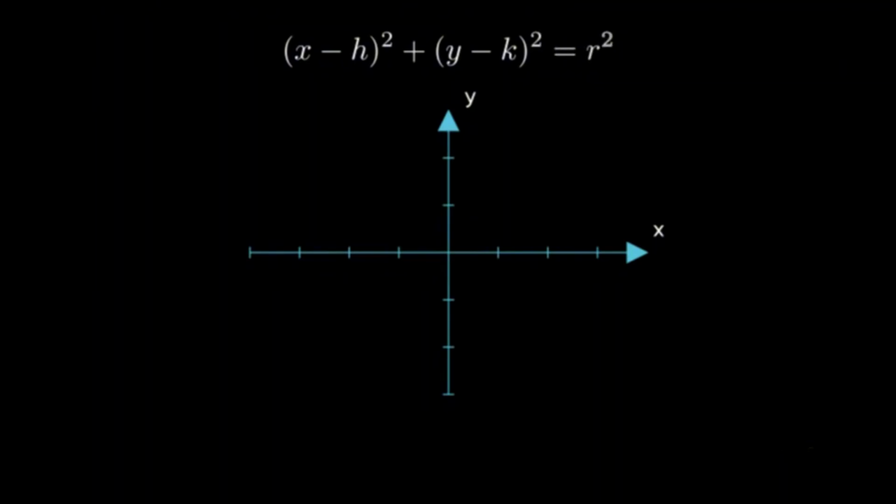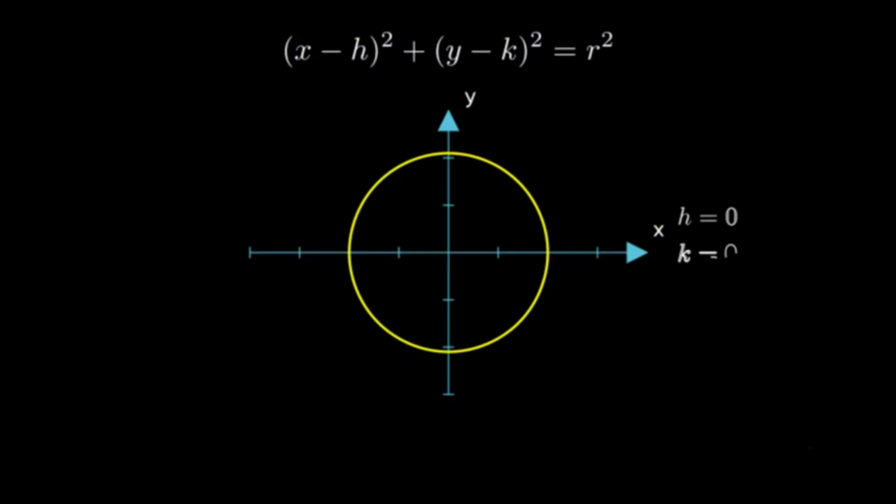Let's explore the standard form equation of a circle, which is written as (x minus h) squared, plus (y minus k) squared, equals r squared. In this example, we have a circle centered at the origin, where both h and k equal 0. The radius of our circle is 2 units, which determines how far the circle extends from its center point.